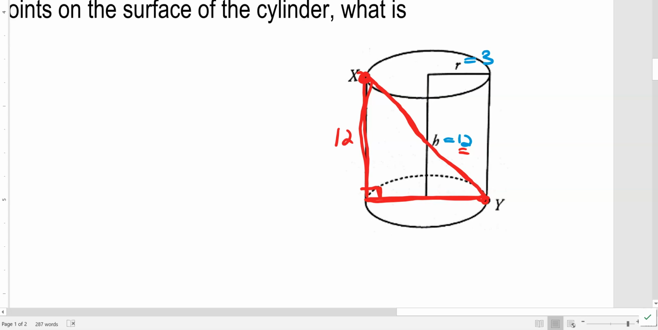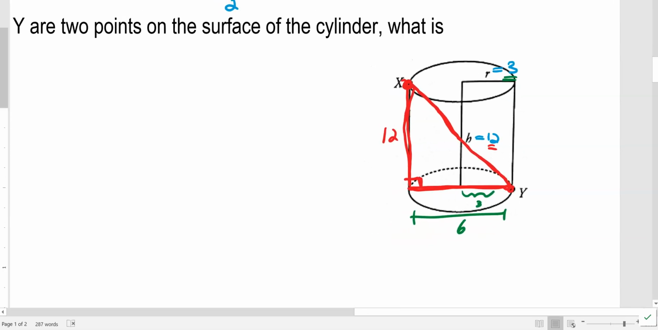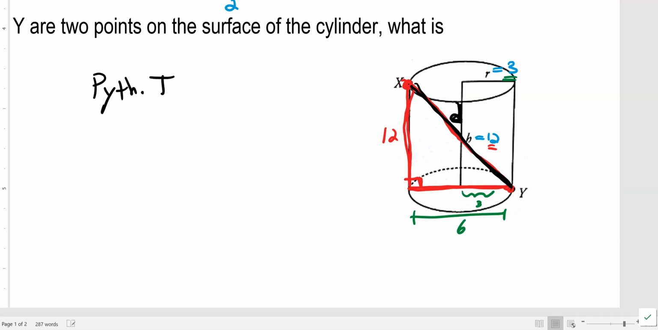We also know that the radius is 3, so this part is 3, which means the whole thing across is going to be 6. That diameter is the base of your triangle, and you're trying to find the maximum distance between those two points, this distance right here. That's the hypotenuse. So we're going to use the good old Pythagorean Theorem, where a squared plus b squared equals c squared. In this case, c is my hypotenuse, I'm calling it d. So that would be 6 squared plus 12 squared equals d squared.